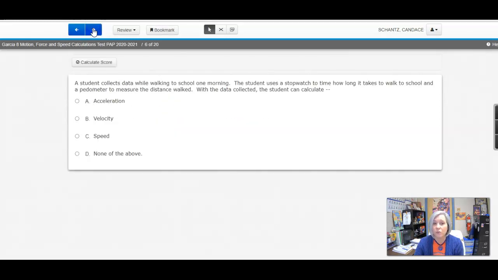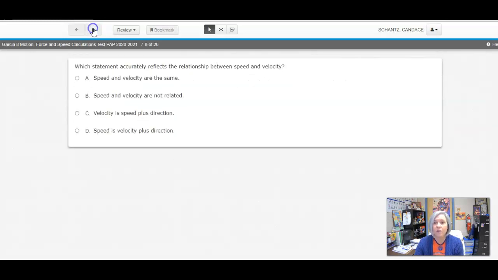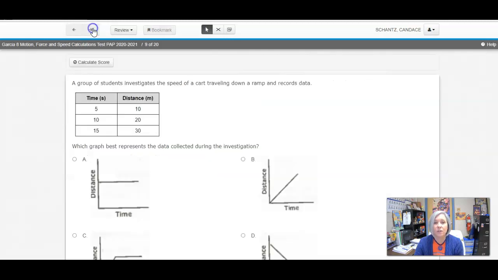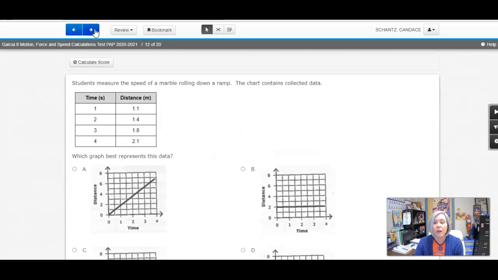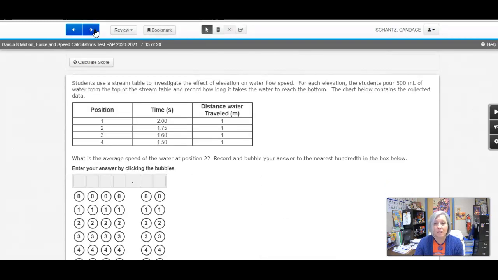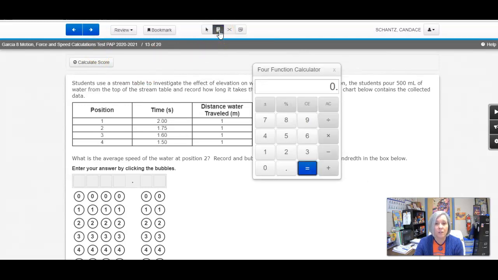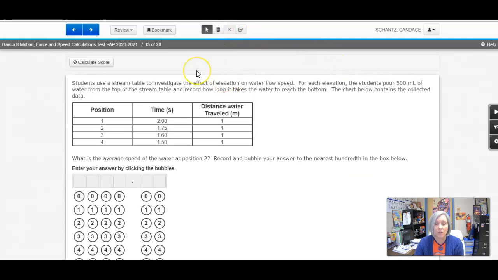So if we look, read each one carefully, right? Start looking through them. Get to motion graphs, right? After motion graphs, you might have some speed calculations. Right? So if there's a speed calculation, you have a calculator built in right here. Or you may use your own calculator. Remember, we have Desmos that we can go to.